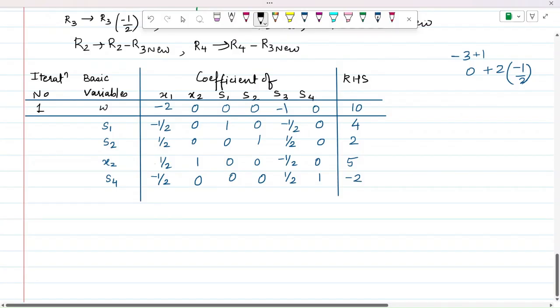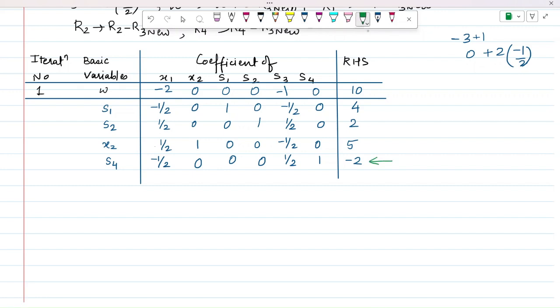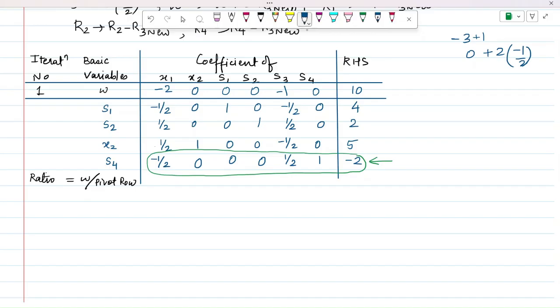Now, once you've got iteration number 1, check for the RHS. There is still a negative value. So you need to find the negative most, that is this. This becomes your pivot row. And we need to calculate the ratio again. That's going to be W divided by the pivot row. So in the first case, I'll have negative 2 divided by negative half, which becomes negative 2 into negative 2, which becomes a positive 4 here. Okay, that's the required ratio.